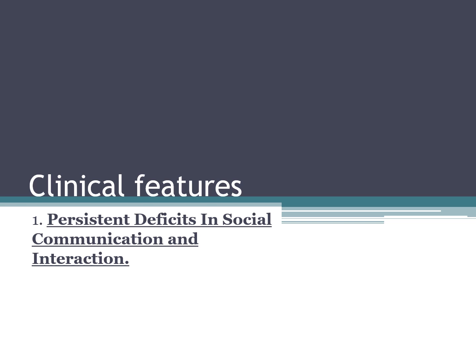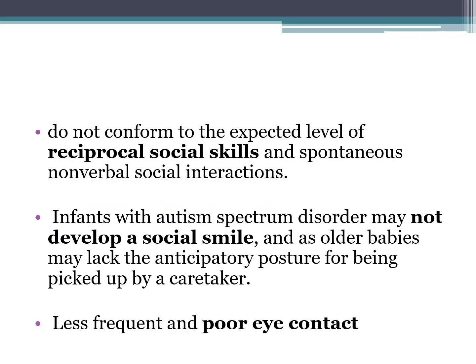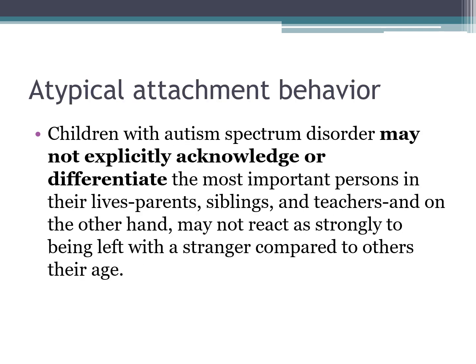When it comes to clinical features of the same, as we discussed earlier, they find difficulty in reciprocal social skills or spontaneous non-verbal social interactions. In young children, they may not develop a social smile at all, and there may be less frequent or poor eye contact. And atypical attachment behavior, this can especially be seen among younger children, where they may not explicitly differentiate between a stranger and a known person.